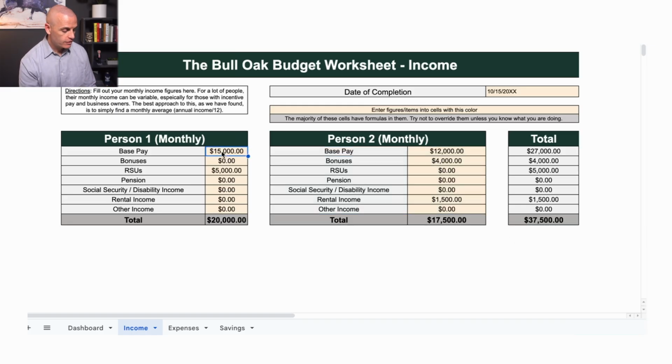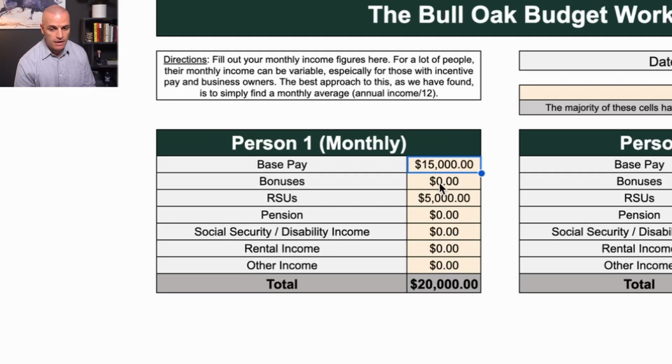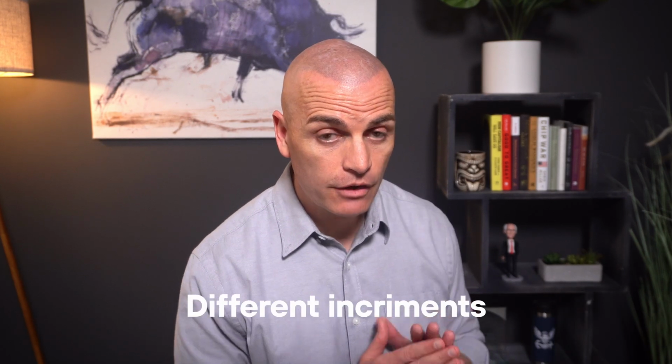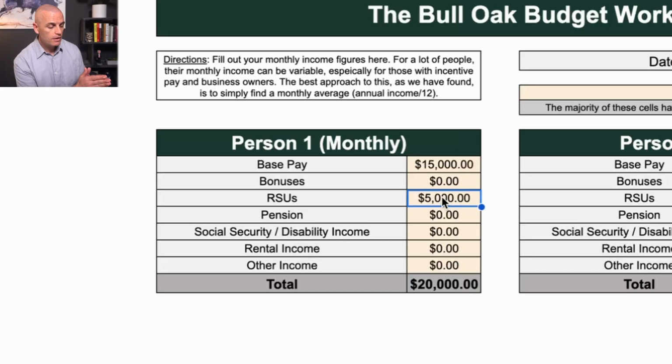So for this exercise, we're assuming that the base pay for person number 1 is going to be $15,000 per month, and they receive $5,000 worth of RSUs. So it's $20,000 on average. Now, RSUs can be granted to you in different increments, but I'm just going to figure out what is an annualized number here.